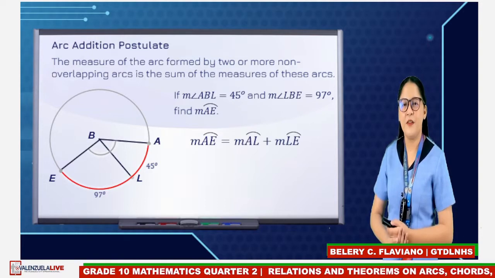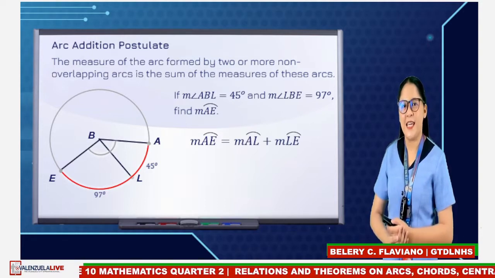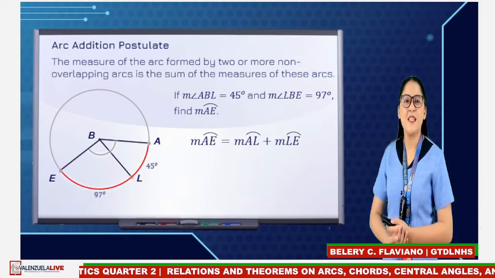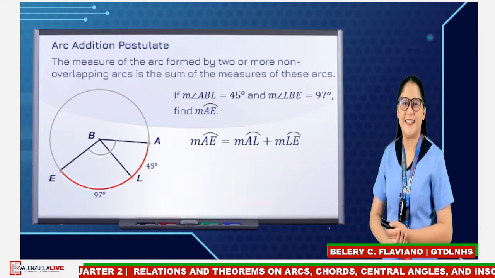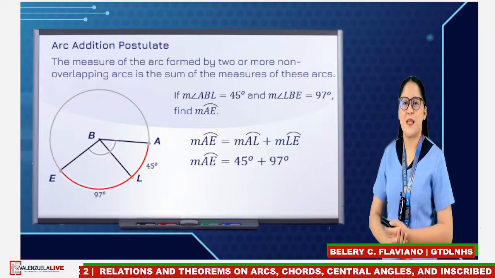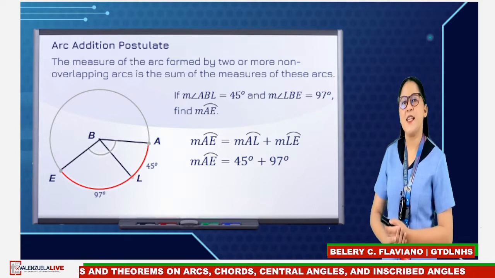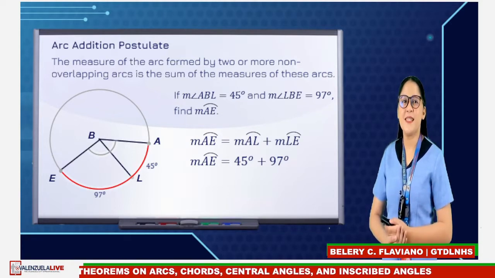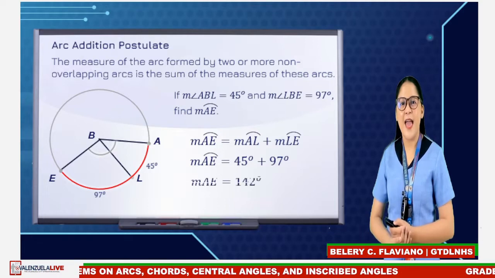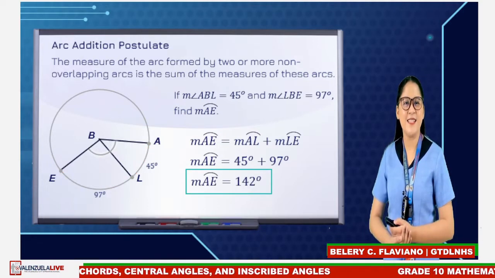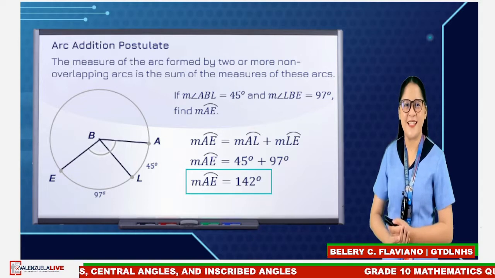So we will have the measure of arc AE equals the measure of arc AL plus the measure of arc LE. Next, by substitution, we will have the measure of arc AE is equal to 45 degrees plus 97 degrees. And the answer is the measure of arc AE is equal to 142 degrees.